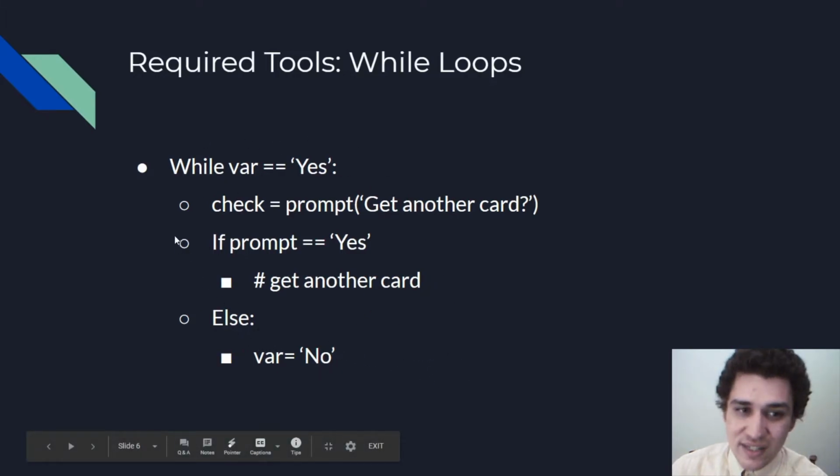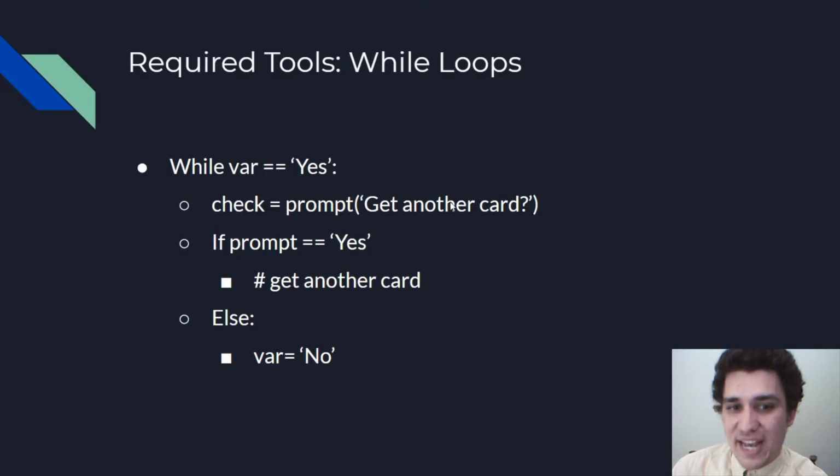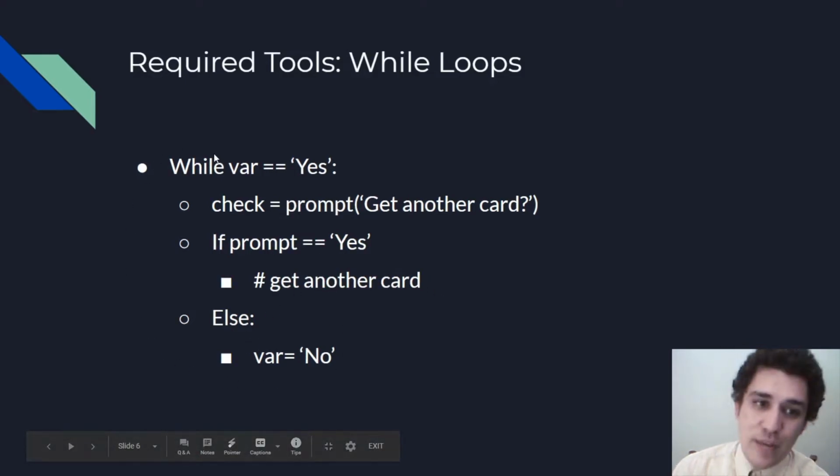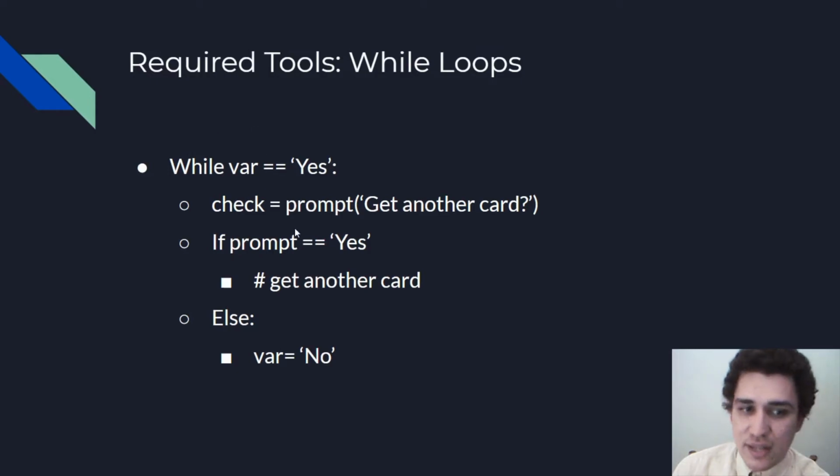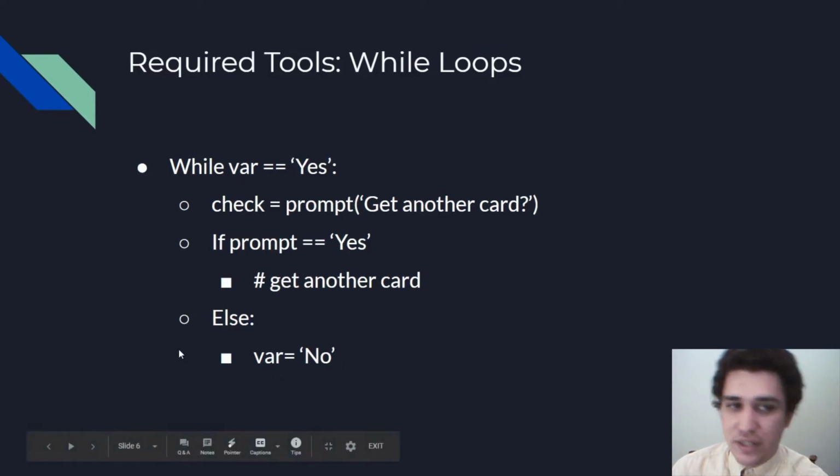So just as an example flow, we start with our logical test. The variable is yes, so it will ask for another card. If the response from the user is yes, then it will get another card, and it will go back to the beginning. But if the response is not yes, it will set the variable equal to no, and it will not go back to the beginning. It will continue on.